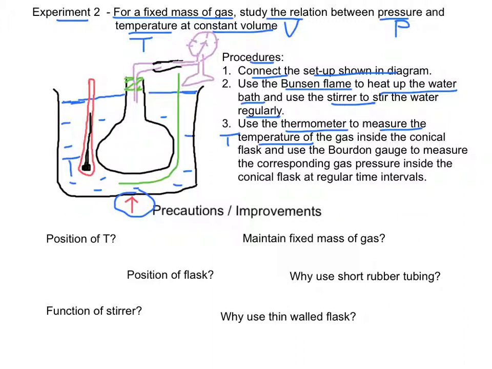And we use the Bourdon gauge to measure the corresponding gas pressure P inside the conical flask at regular time intervals.